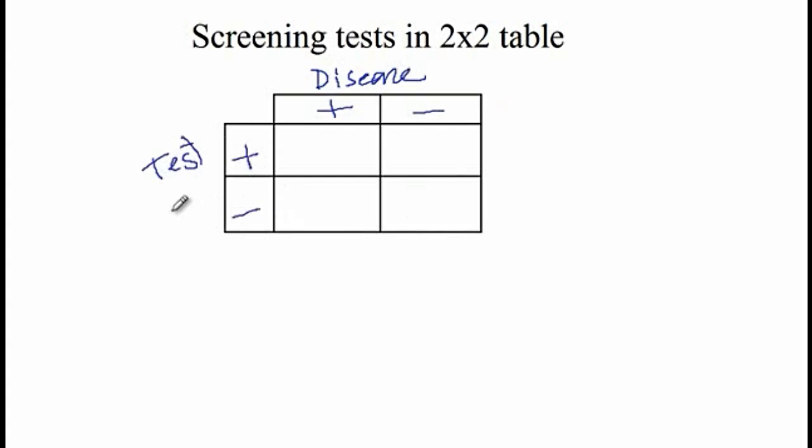So on the exam, you may not get this arrangement, and you may have to rearrange the table to put it in this order. So people who have the disease and are testing positive are true positive, and people who don't have the disease and test negative are true negative. And the higher these values, the true negative and the true positive, the more accurate a test is.